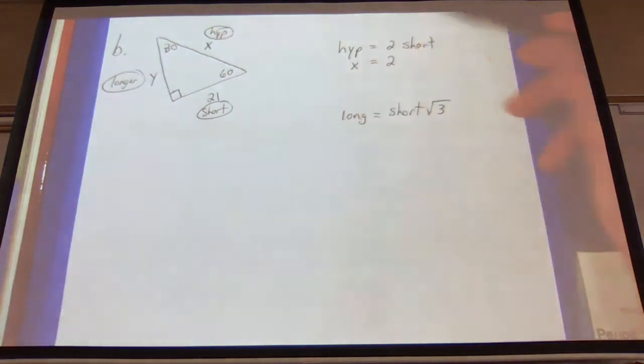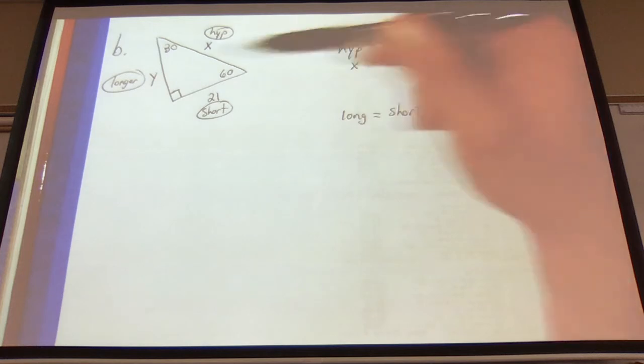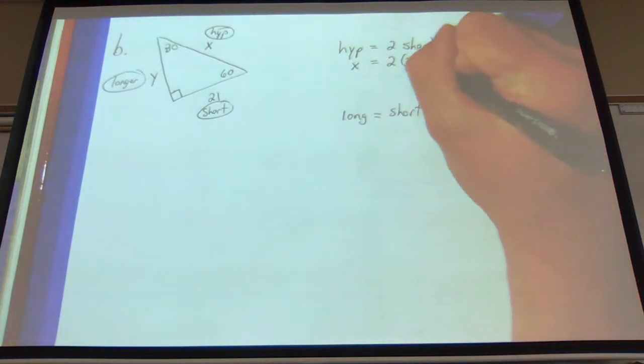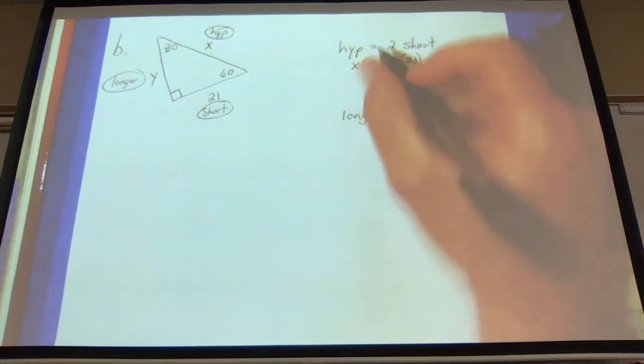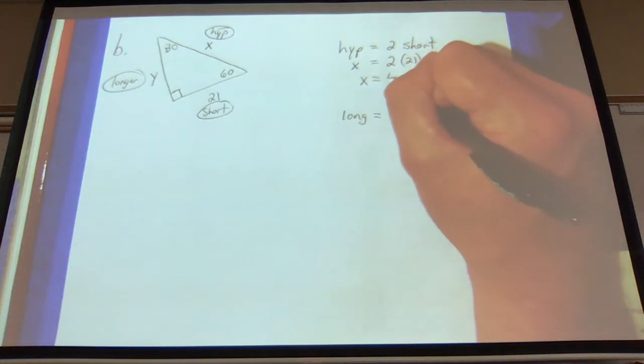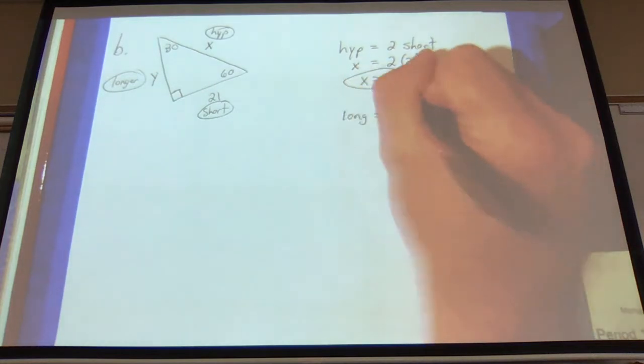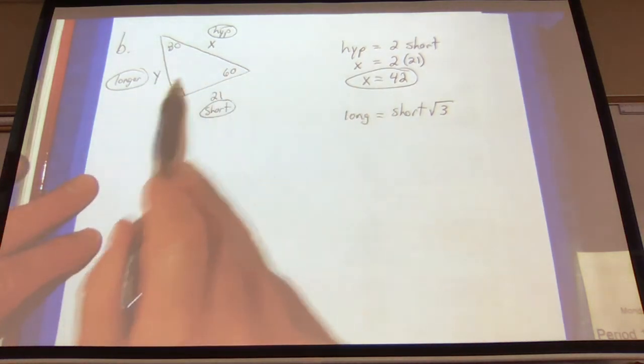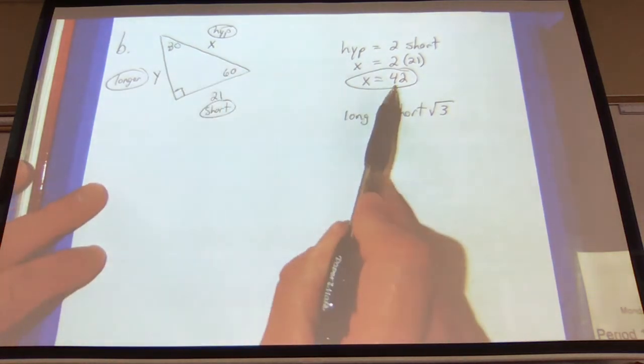Hypotenuse is going to be x. We got the 2, and then your shorter leg is across from that 30-degree angle. Shorter leg is 21. 2 times 21 we can do. 2 times 21 is 42. Now we'll keep that in mind as we do the next one. X represents the hypotenuse. X is going to be 42.